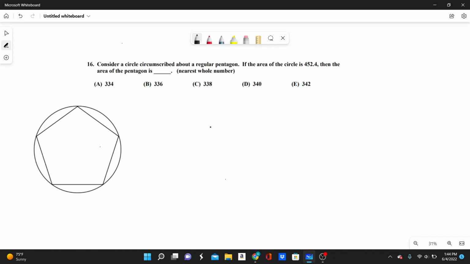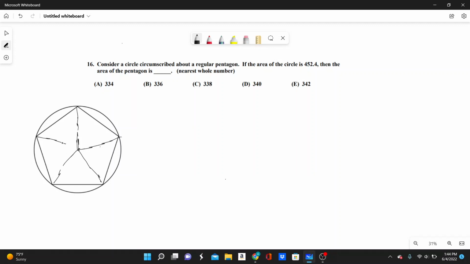Okay, so I have a picture here of a circle circumscribed about a regular pentagon, and I'm going to start by drawing the center of the circle. I'm just going to say it's right here. Then what I'm going to do is draw line segments from there to each of the corners.